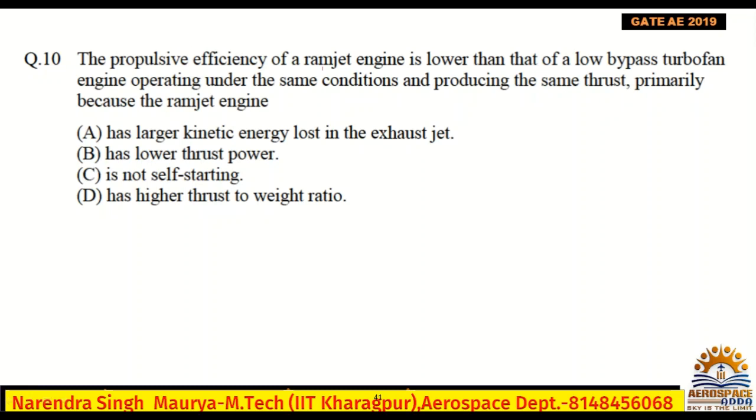So the propulsive efficiency of ramjet engine is lower than that of a low bypass turbofan engine operating under the same condition, and producing the same thrust. All right, this is the noted point. Primarily because the ramjet engine: option A has larger kinetic energy loss in exhaust jet. Option B has lower thrust power. Option C is not self-starting. Option D has higher thrust to weight ratio. All right.